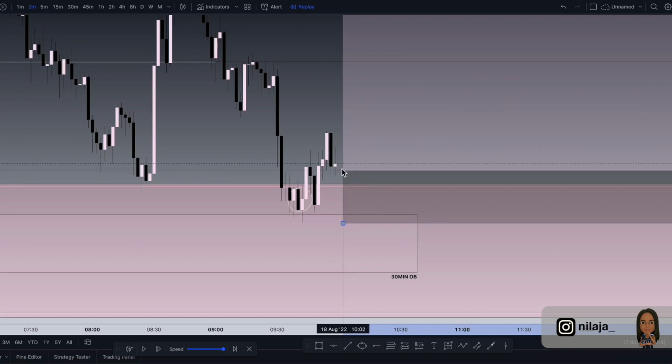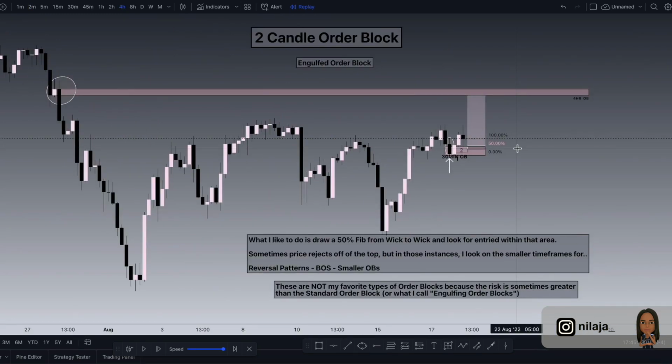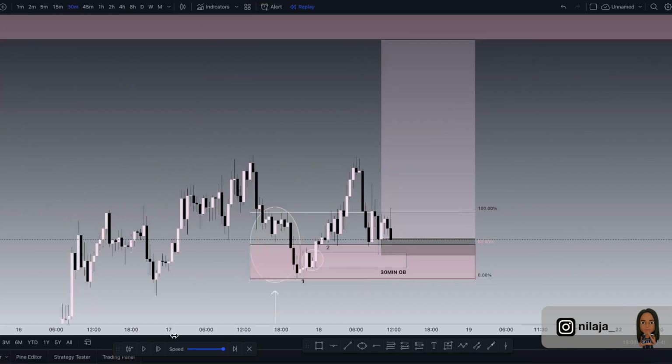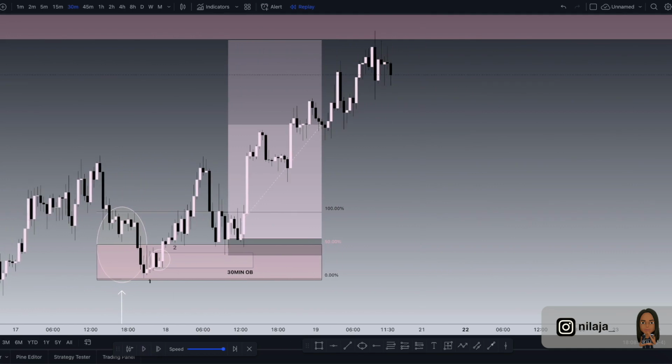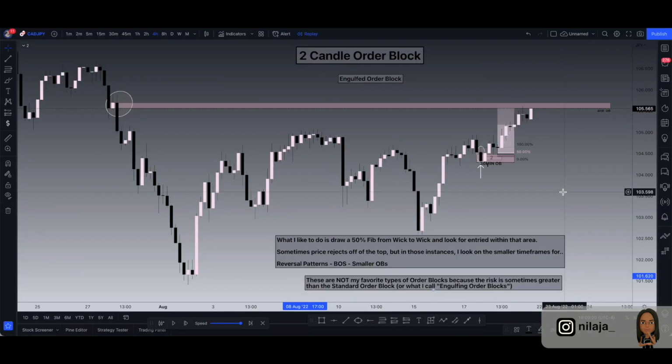Entry here. And there was a 4-hour order block here that we will be looking for price to trade into. Remember, I personally trade order block to order block. So let's go on the 30-minute time frame to see how this plays out. So this is how I trade the 2 candle order block. I hope that helps, and we can move along to the last order block, which is a breaker block.